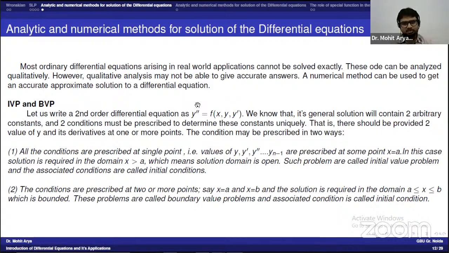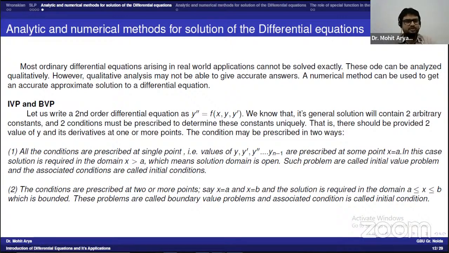We know that its general solution will contain two arbitrary constants, and two conditions must be prescribed to determine these constants uniquely. That is, there should be provided two values of y and its derivative at one or more points. The conditions may be prescribed in two ways.